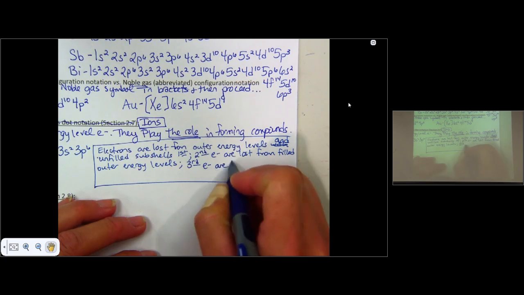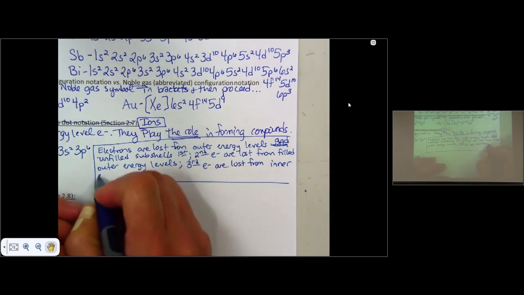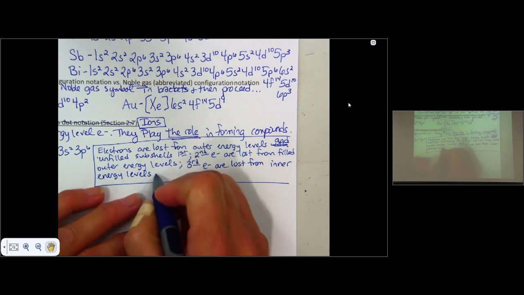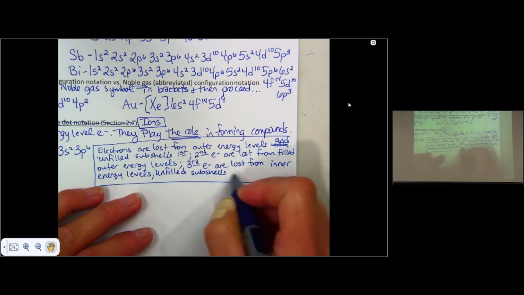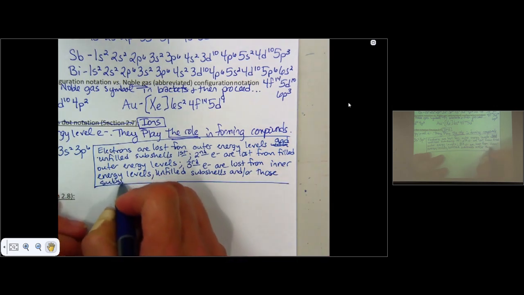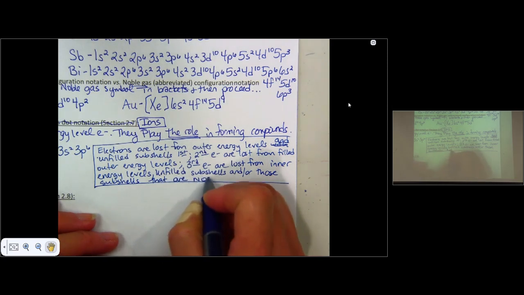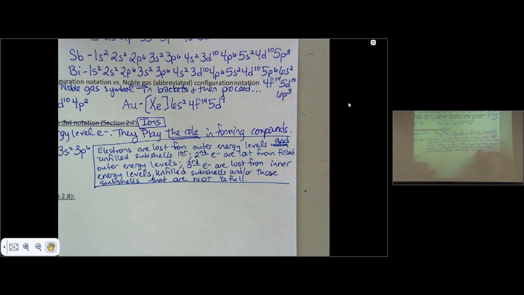Then third, electrons are lost from inner energy levels, unfilled subshells and or those subshells that are not half full.